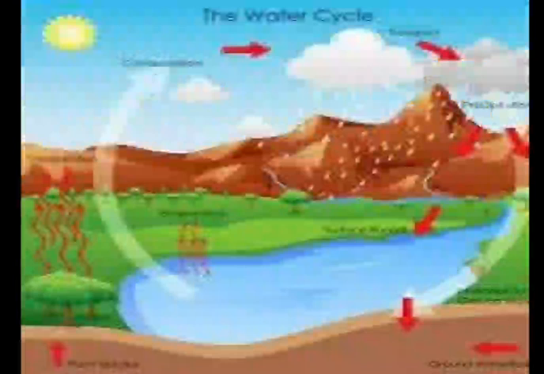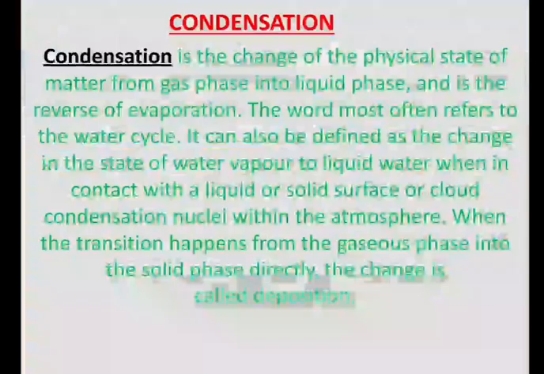Now, have a look at the slide here. The water cycle is shown here. You can see water in different forms. For example, it is in liquid form in the lake, but in the sky, it is in the cloud form. So, what is condensation? Condensation is the change of the physical state of matter from gas phase into liquid phase. You can call it the reverse of evaporation. The word most often refers to the water cycle. It can also be defined as the change in the state of water vapor to liquid water when in contact with a liquid or solid surface or cloud condensation nuclei within the atmosphere.